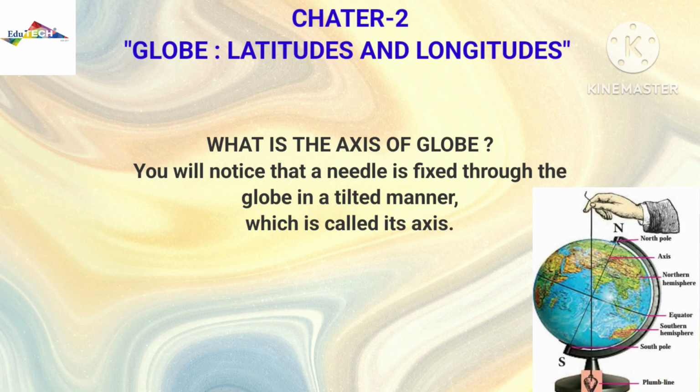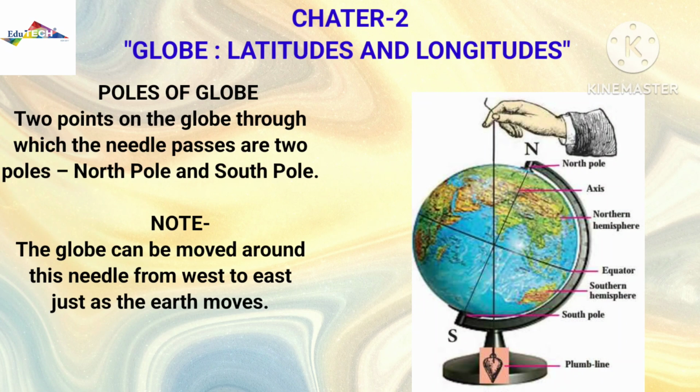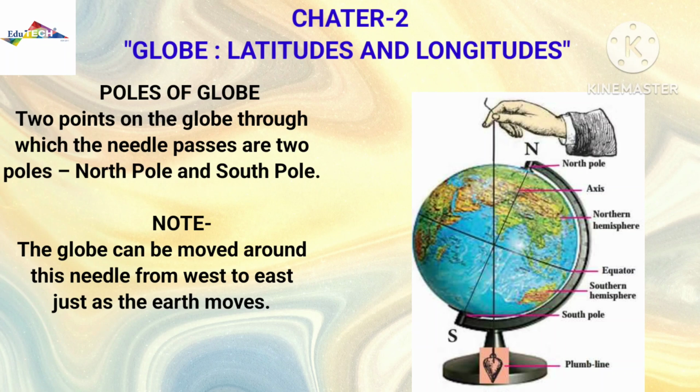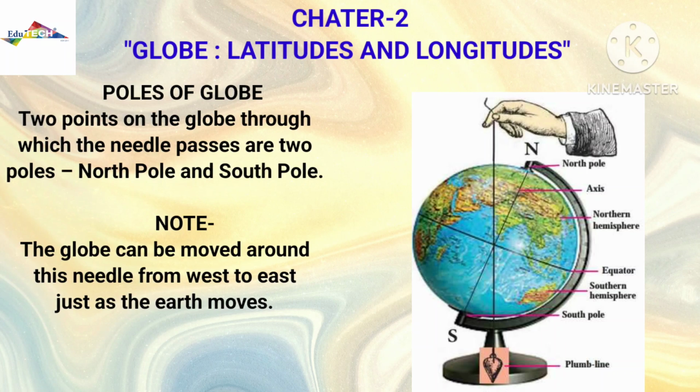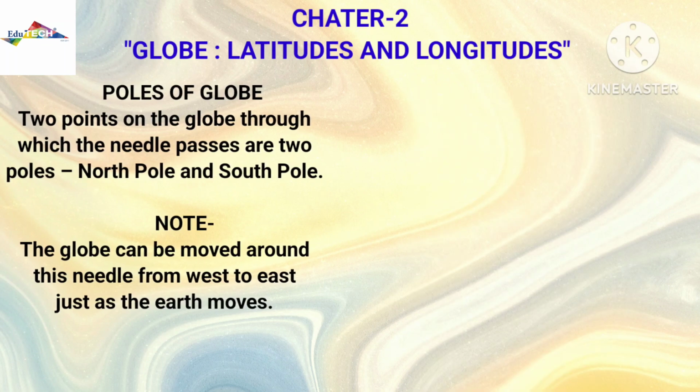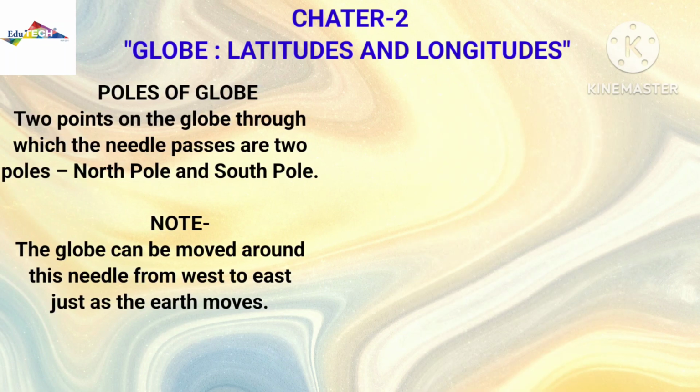What is the axis of the globe? You will notice that a needle is fixed through the globe in a tilted manner, which is called its axis. What are the poles of the globe? The two points on the globe through which the needle passes are the two poles, the North Pole and the South Pole. Note, the globe can be moved around this needle from west to east just as the earth moves.